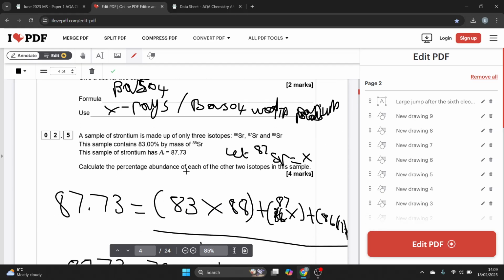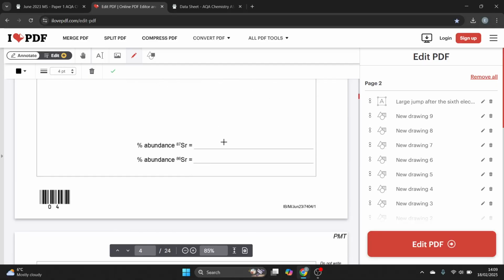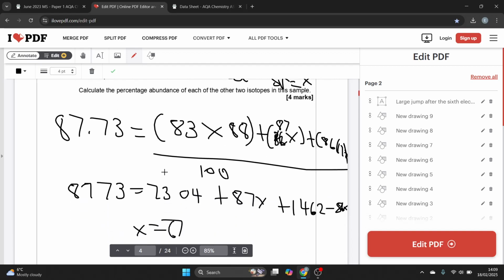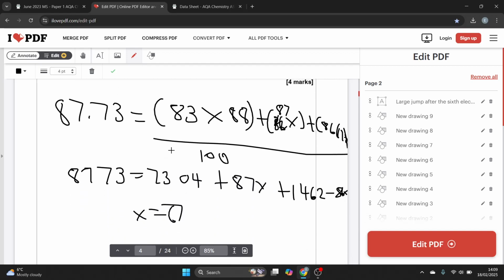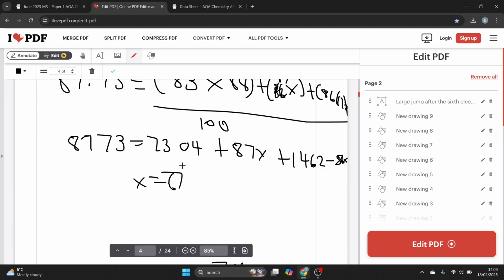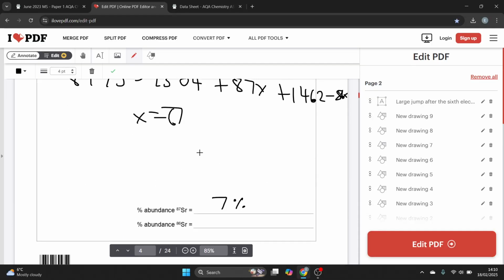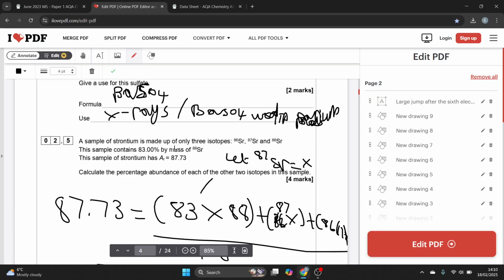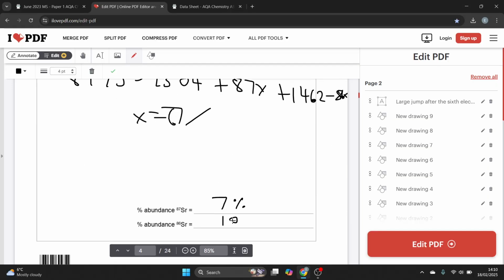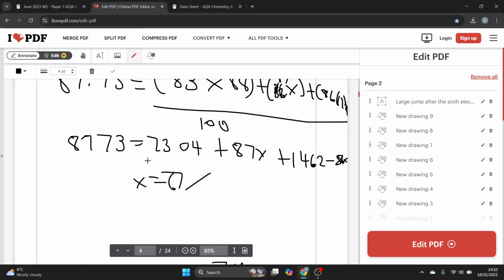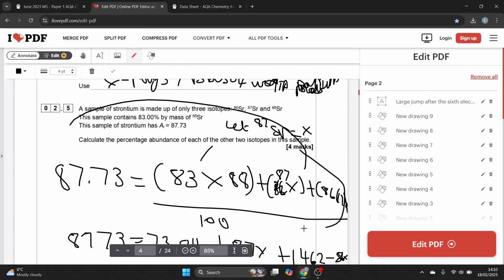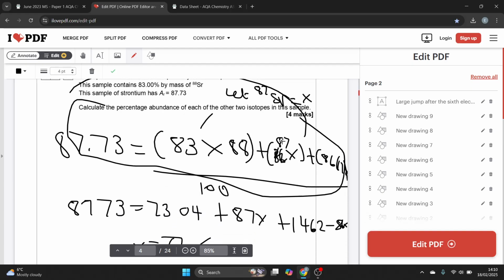So the percentage abundance of 87Sr is 7%, and the percentage abundance of 86Sr, well, if I know this is 83, this is 7, then 83 plus 7 is 90, so this has got to be 10. Perfect. And don't forget the percentage. The hardest part is constructing the equation. Let 87Sr equal x, so 87x, and then 86 bracket 100 minus this, minus that, and that's it.